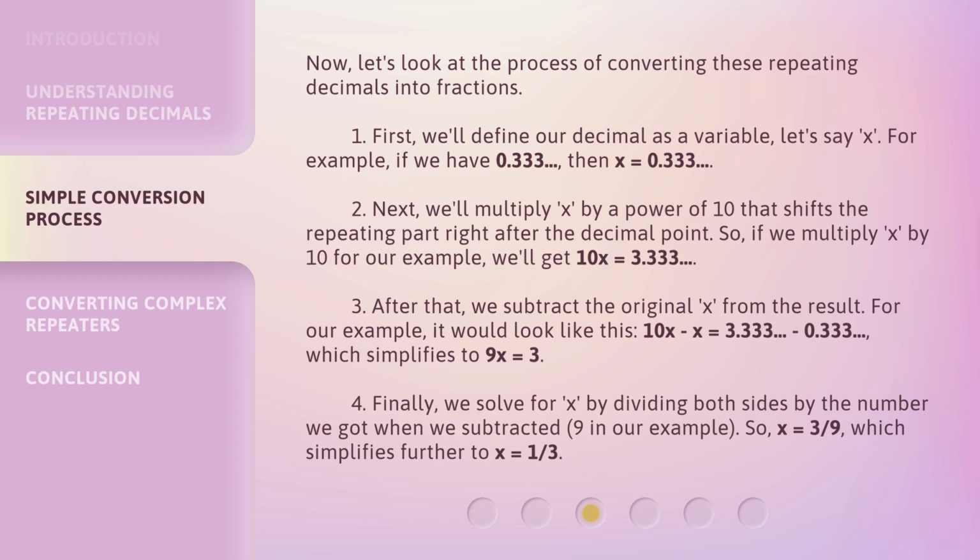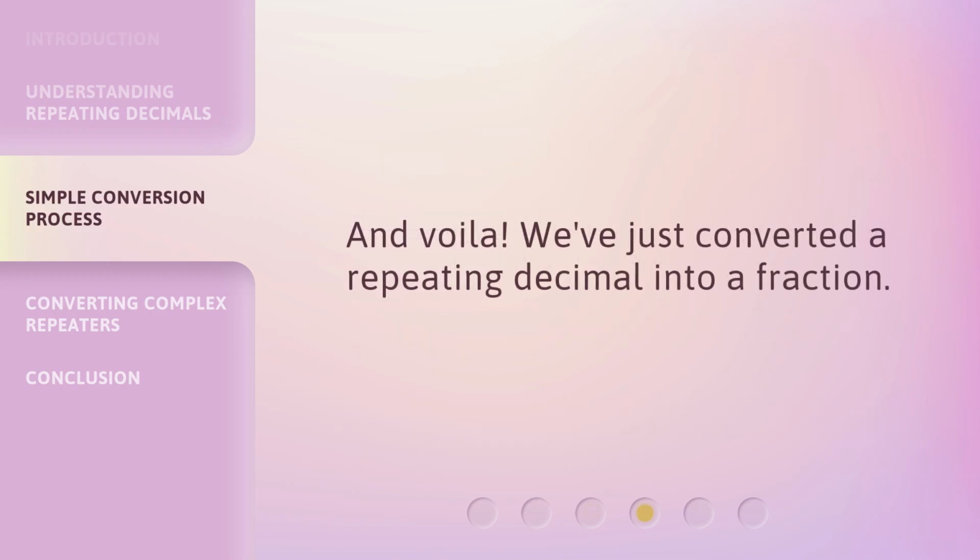3. After that, we subtract the original x from the result. For our example, it would look like this: 10x minus x equals 3.333 minus 0.333, which simplifies to 9x equals 3. 4. Finally, we solve for x by dividing both sides by the number we got when we subtracted, 9 in our example. So, x equals 3/9, which simplifies further to x equals 1/3. And voila! We've just converted a repeating decimal into a fraction.